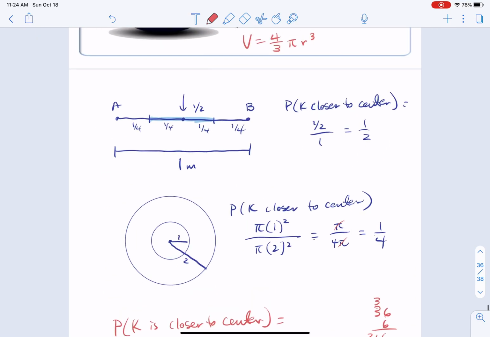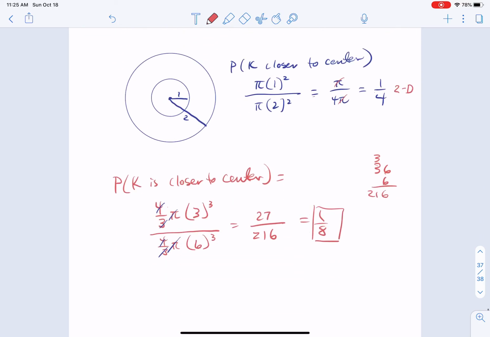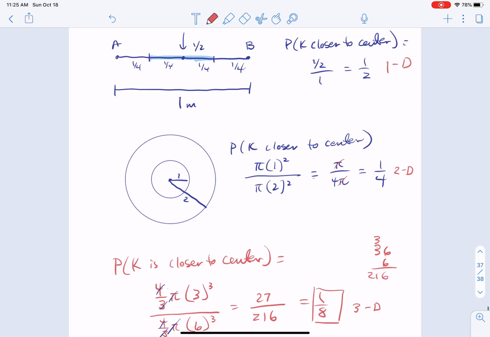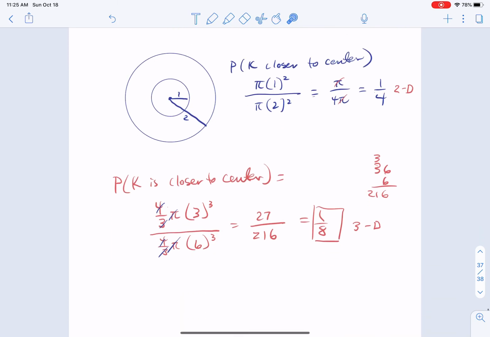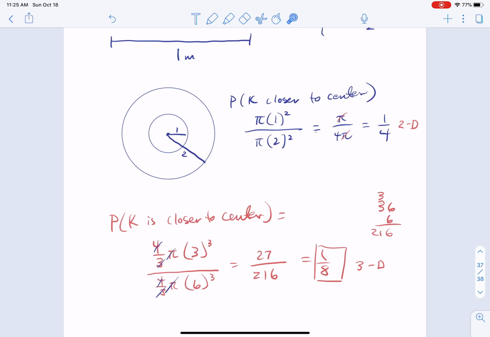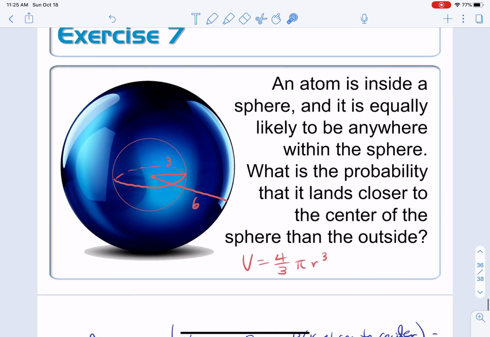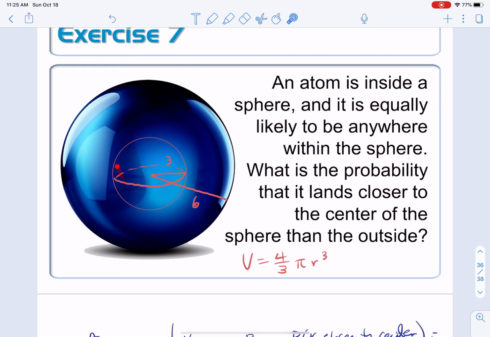This was one-dimensional. This one was two-dimensional. And then finally a three-dimensional one. So think about this. This is 1/2 raised to the first power, 1/2 raised to the second power, and this is basically 1/2 raised to the third power. So the probability that an atom bouncing around inside of this sphere is going to land someplace closer to the center than it is to the outside of the sphere is exactly 1/8.